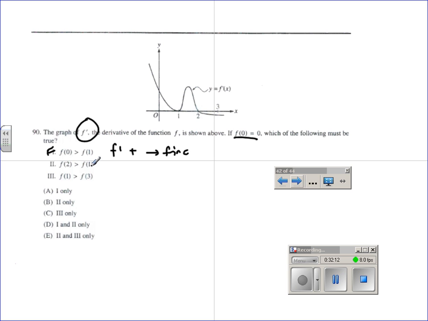F of 2 is greater than f of 1. This is true because f prime is positive from 1 to 2, so that means f of 2 must be greater than f of 1. You're increasing, you're accumulating all this area. This is also true. F of 1 is greater than f of 3? We don't know, because I add this area, but then I also subtract this area, and I don't know for sure if this addition minus this is the same as this or not. So this one is maybe, but it says which one must be true, and so that is B.